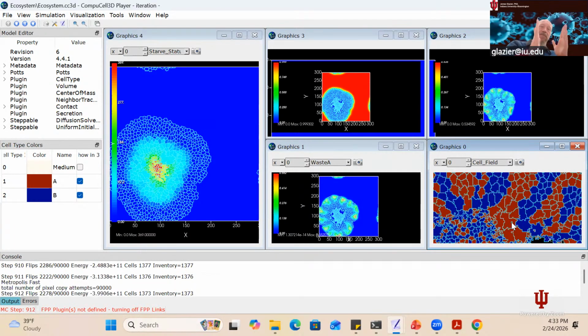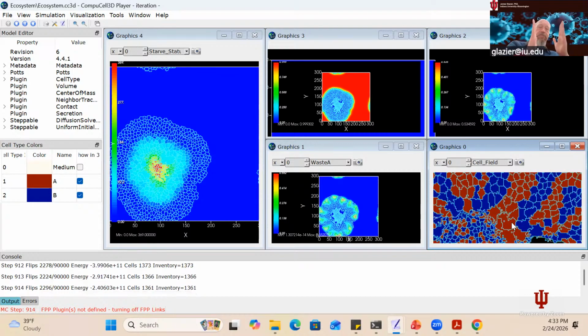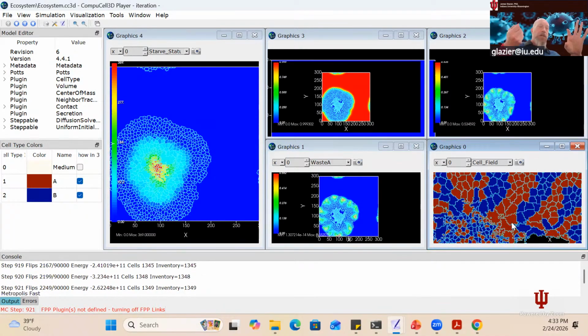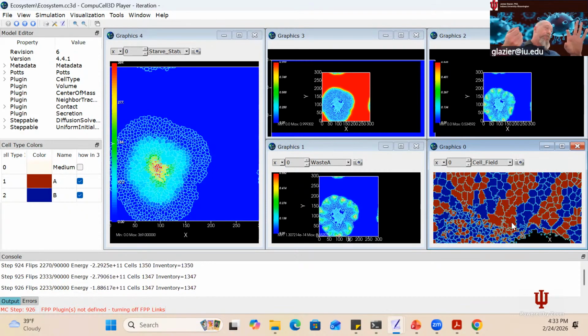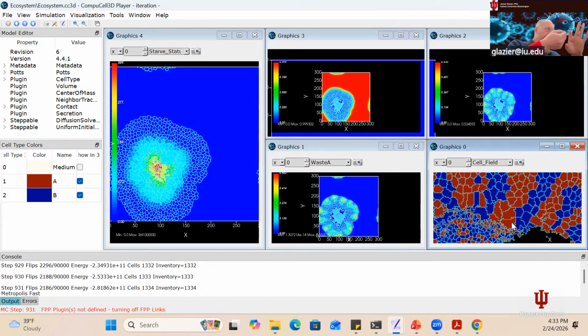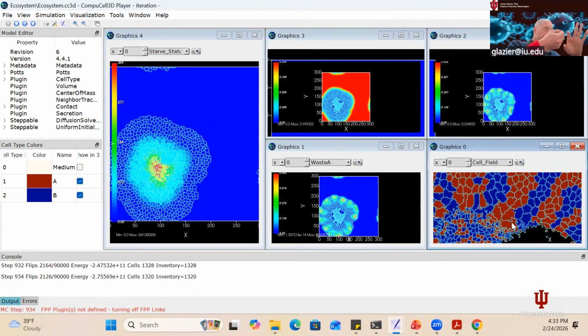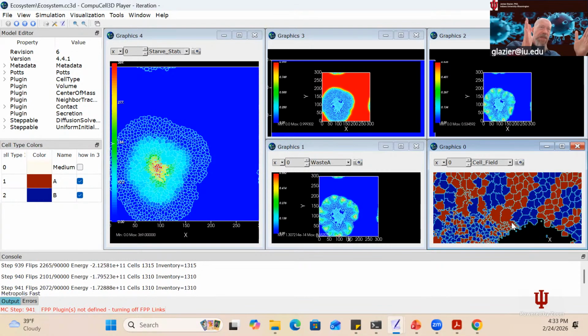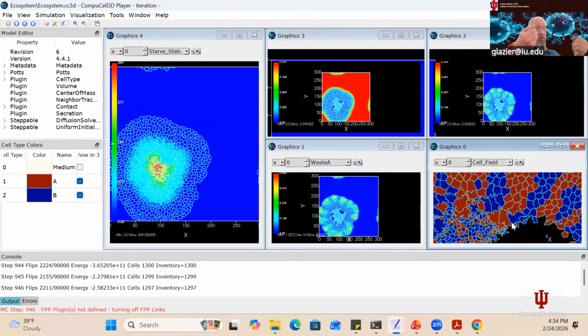In other words, if I have a line of cells like this, and I pull on one end of it, the line will stretch. The front cell will move more than the next cell, which will move more than the next cell, which will move more than the next cell. Eventually they'll all move, but this line will stretch. And that wouldn't happen in reality. In reality, the thing would move as a single rigid object.